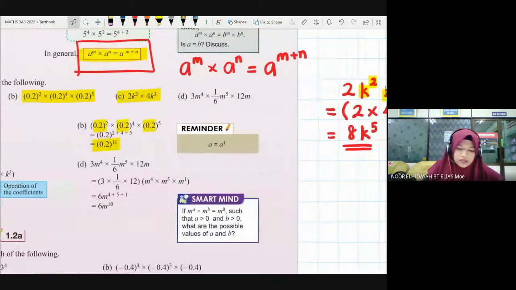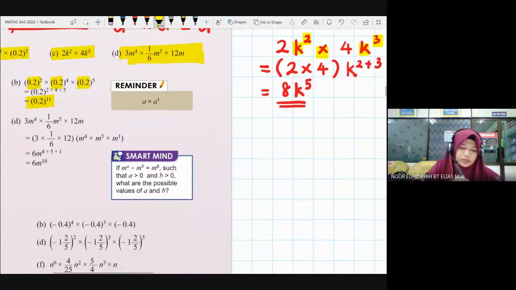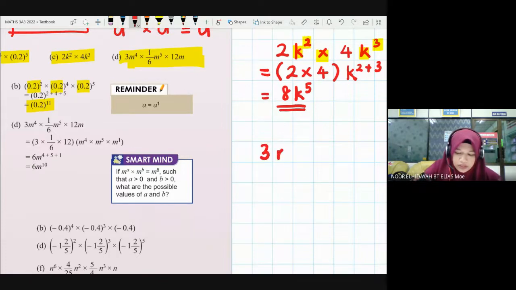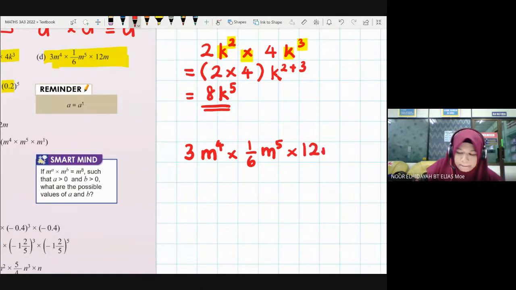Okay, next kita tengok another example. Question D. Alright, cikgu salin dulu soalan dia. 3m to the power of 4 multiplied 1 over 6m to the power of 5 times 12m. Okay, this one. All the coefficients kita letakkan dalam bracket untuk kita selesaikan. Okay, the coefficients, 3 times 1 over 6 times 12.